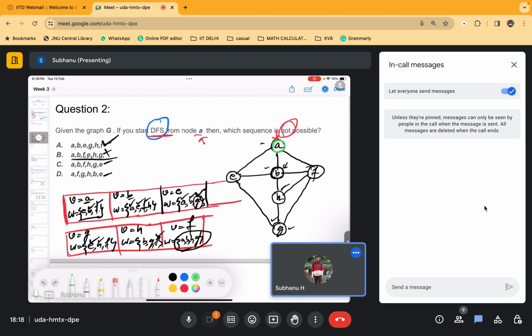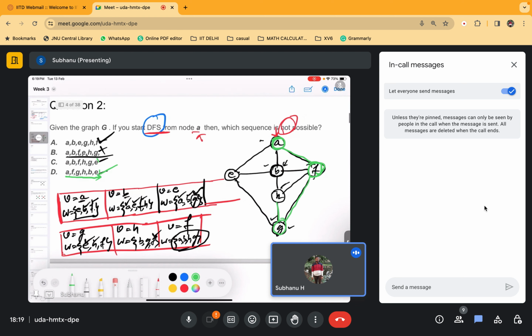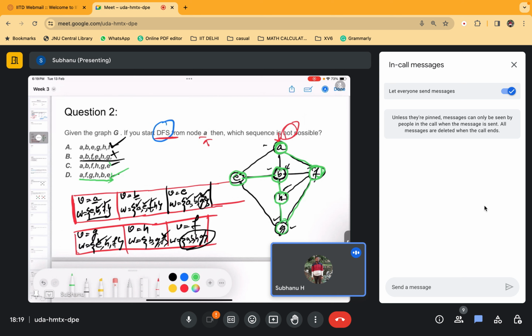So now we have the fourth option, so this is also possible. The fourth option is A F G H B E. From A you come to F, then from F you can come to G, after G you can go to H, fine, then you can go to B, fine, then you can go to E, fine. So in this order you also can find the sequence.